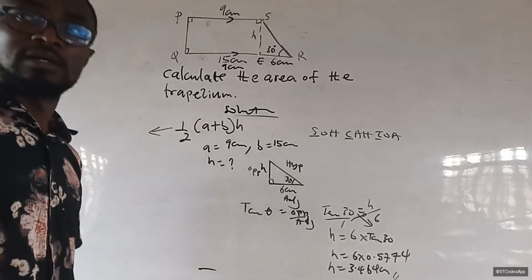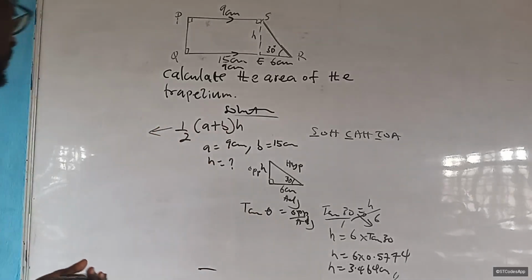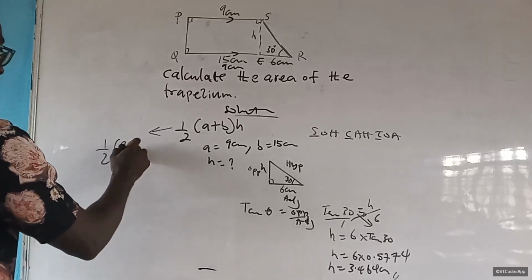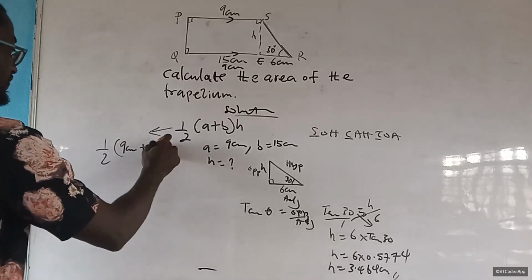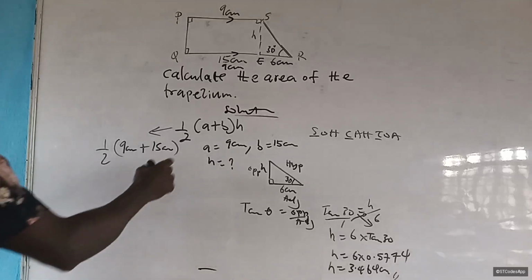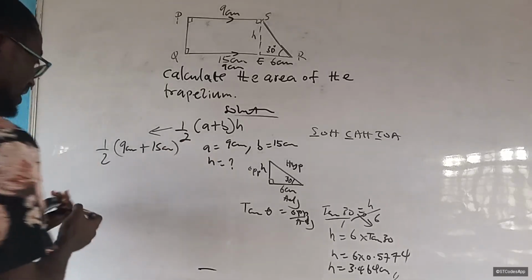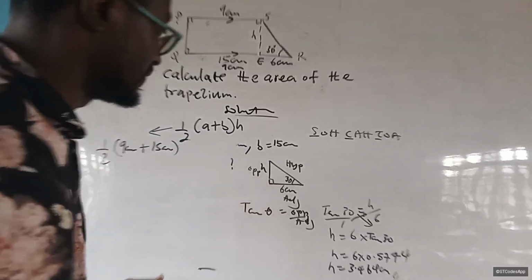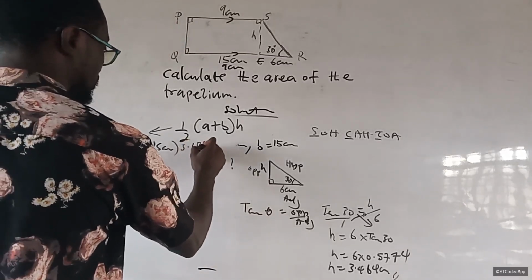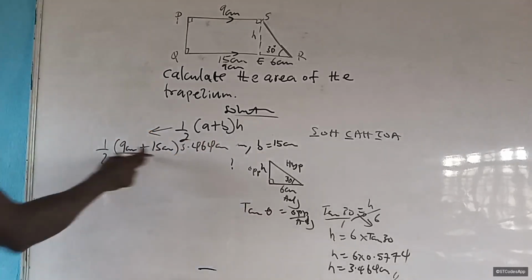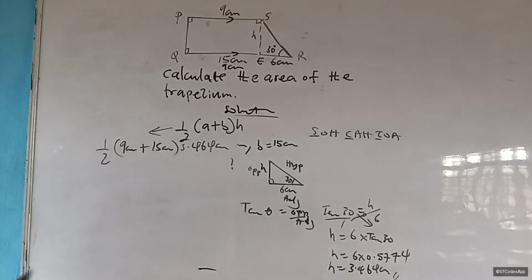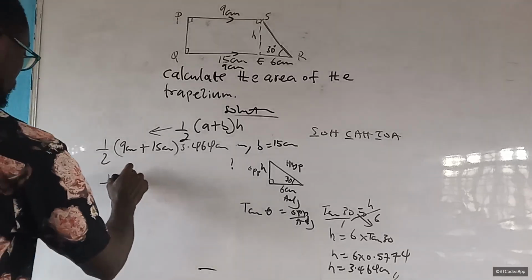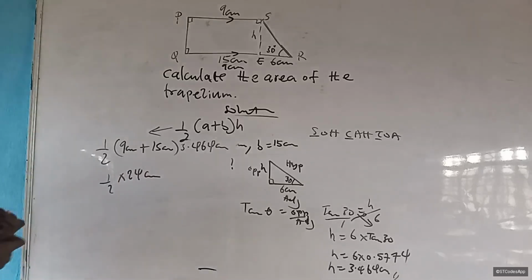Okay. So now let's go back to this very formula and substitute the parameters we have been able to find. Okay, since everything is now complete. So going by this formula, we have half into what? Our A is what? 9 centimeters, while our B is what? 15 centimeters. Okay, then multiply by what? Height, which is what we have here as 3.464 centimeters. Now taking the sum of this, 15 plus 9, I'm going to have that as what? 24. So this is times 24 centimeters, okay?